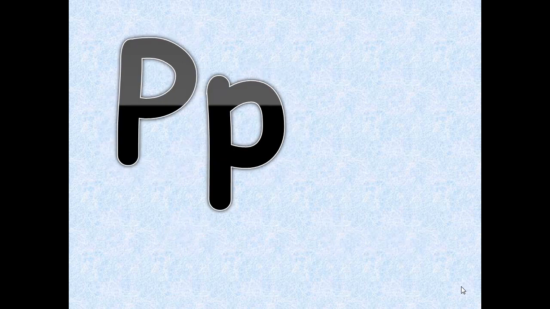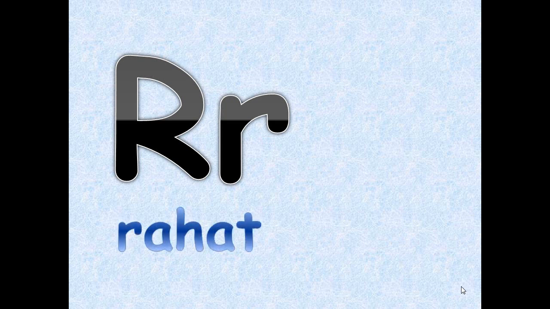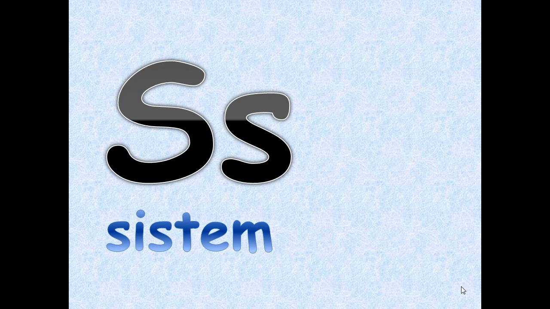Pe, p. Popular, which means popular. Re, r. Rahat, which means comfortable. Se, s. For example, sistem, which means system.